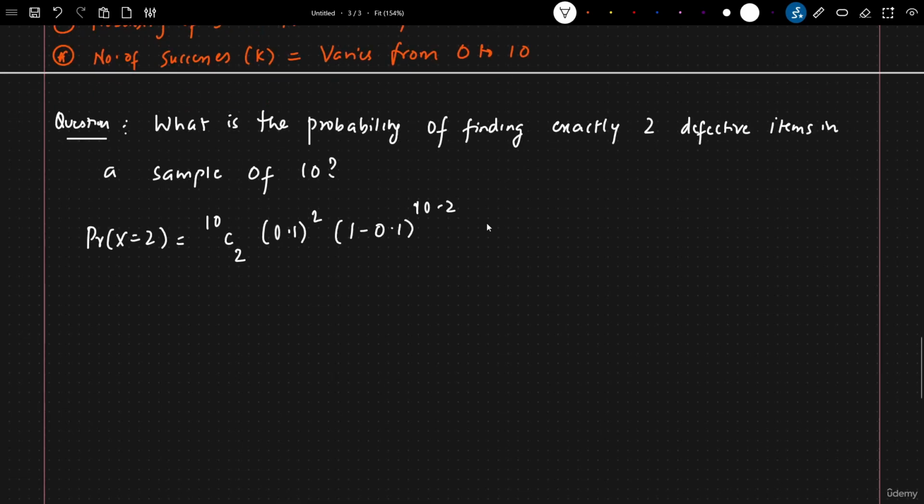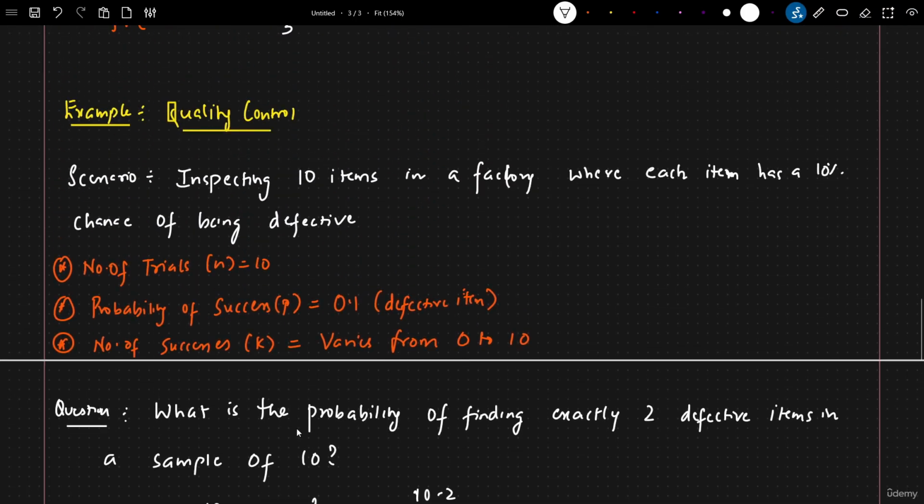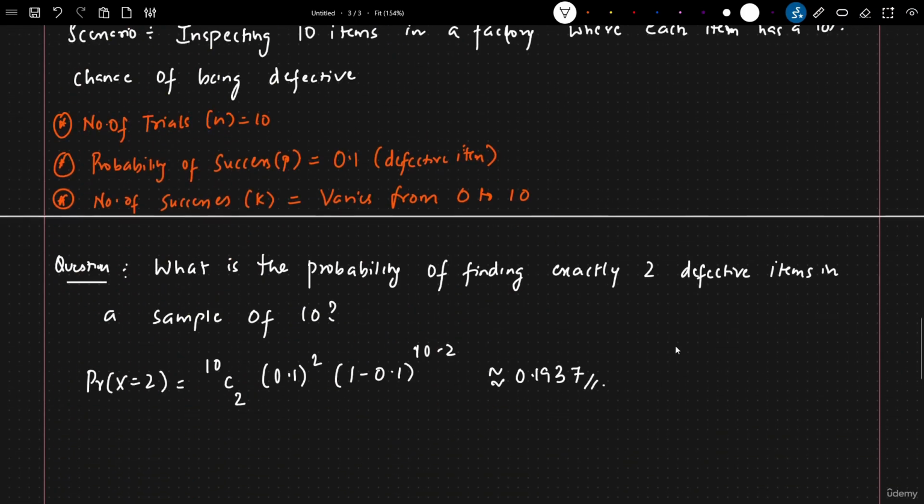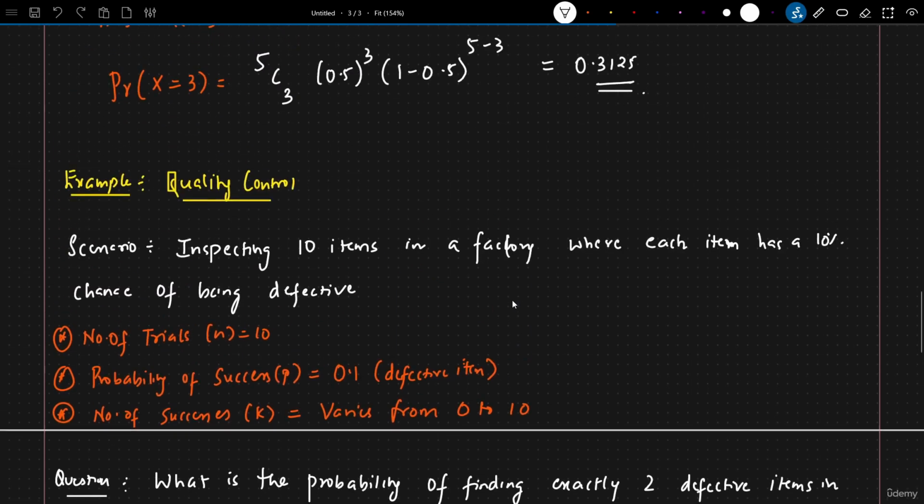And if you do the calculation, I've done it, it will be approximately 1.937, right? So this is what it looks like, and through this you'll be able to see how to calculate it. This is an example of binomial distribution, right? With 10 items, if I'm examining each and every item, it can have an outcome of 0 or 1, saying whether it is defective or not.